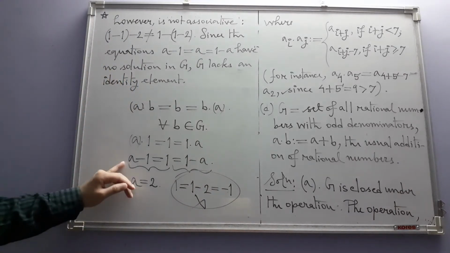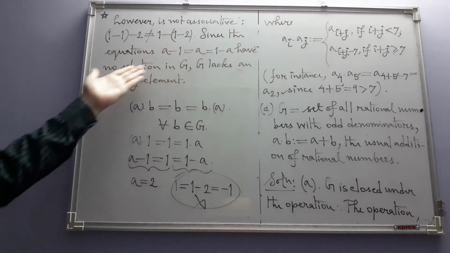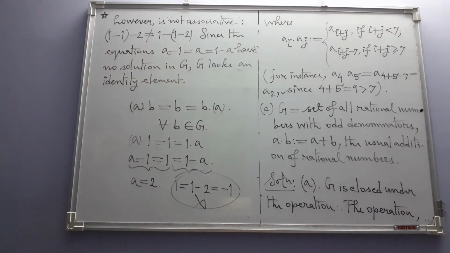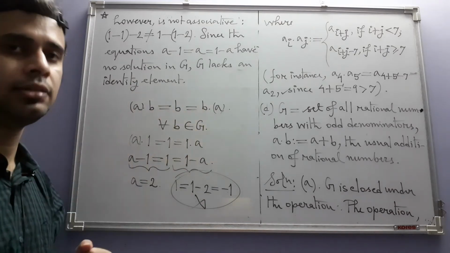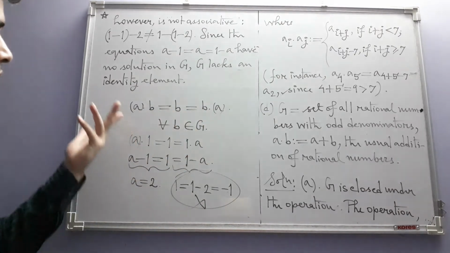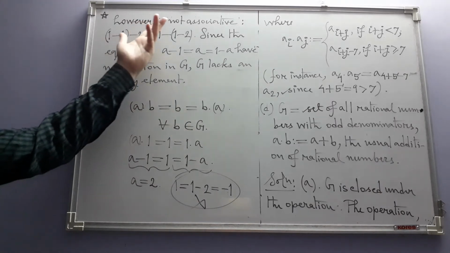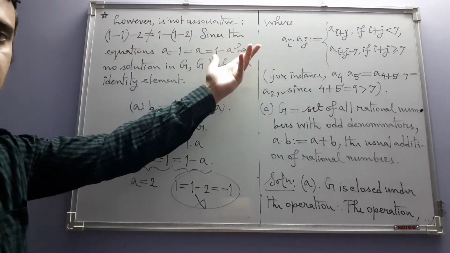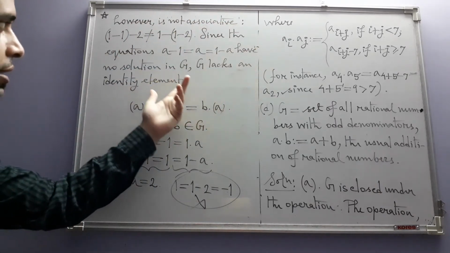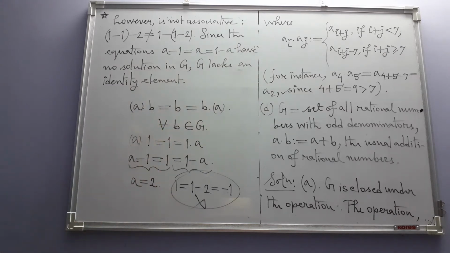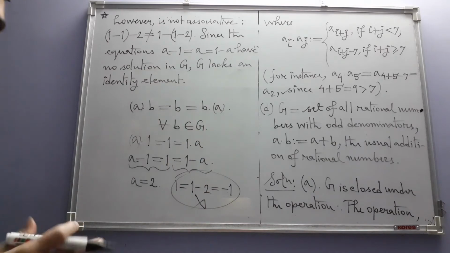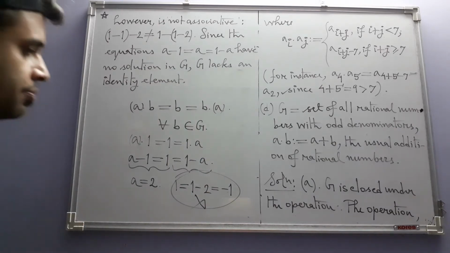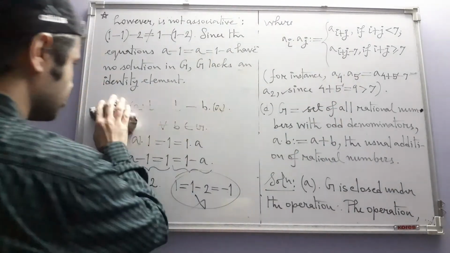So that's why this equation has no solution, so there is no A which will act as an identity element in G. So G not only does not have associative law true in it, but it lacks identity element also. And without identity element, of course, no question of inverse. So there is no inverse also.